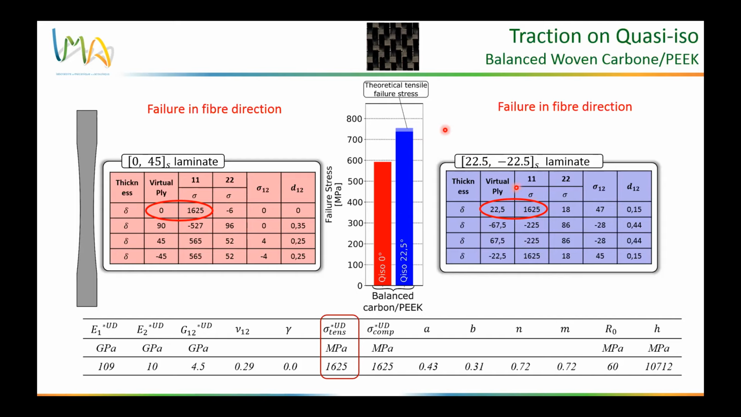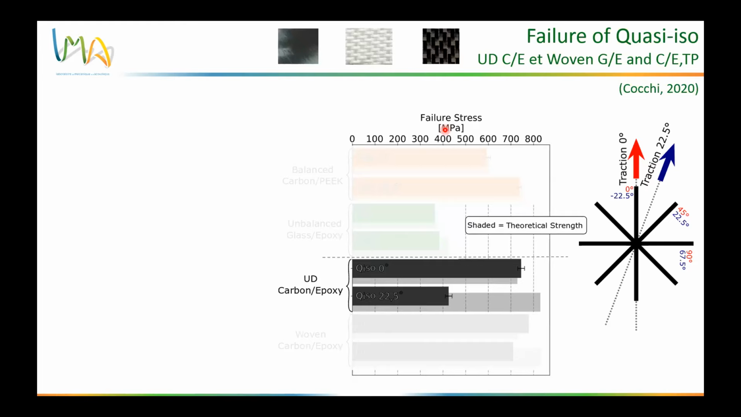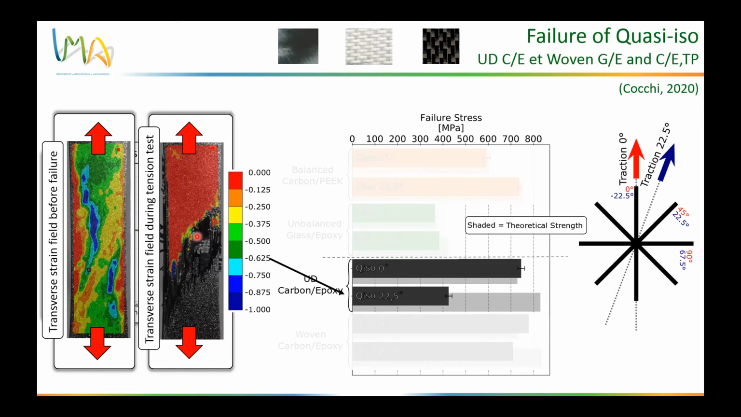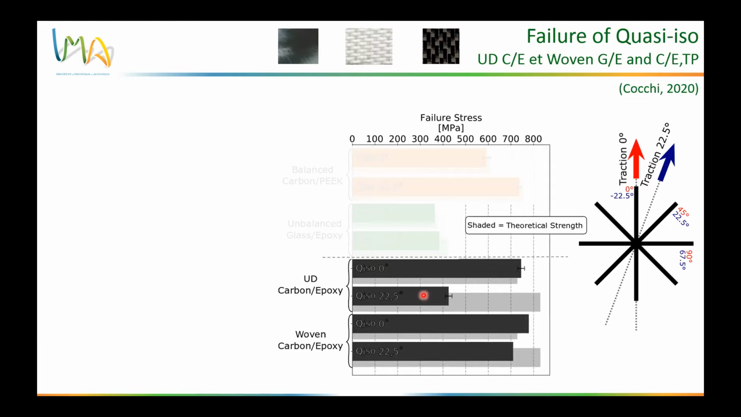Finally, if we study all the results for all the materials, we studied the unidirectional carbon epoxy ply, where if we calculate the edge effect, we can observe a very high level of out of plane stresses. And if we observe the transverse strain field during the tension test, we can observe a very heterogeneous strain field just before the failure, which is characteristic of delamination. The same material, carbon and epoxy, but with woven ply, shows a better resistance compared to delamination in this case.